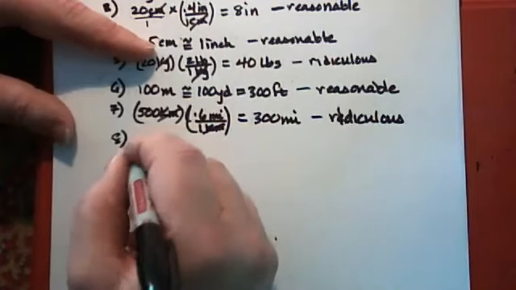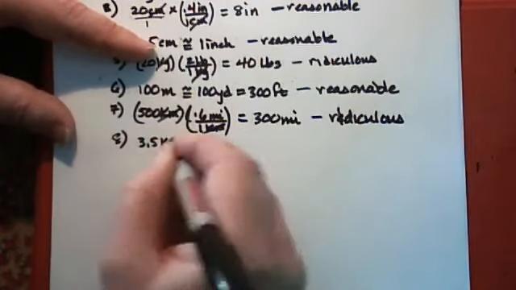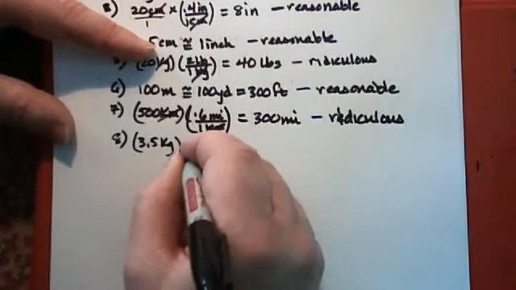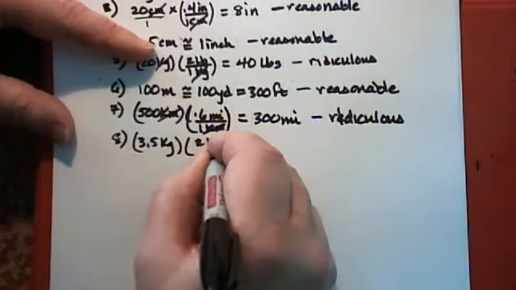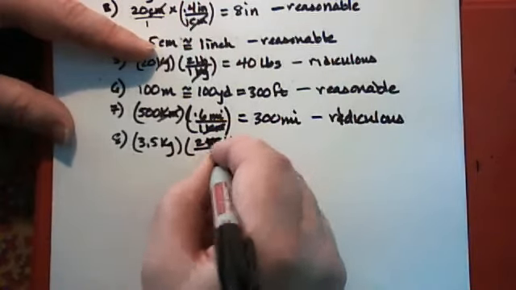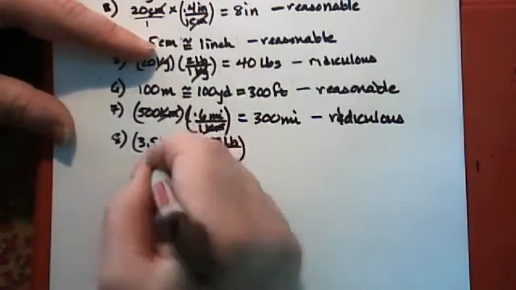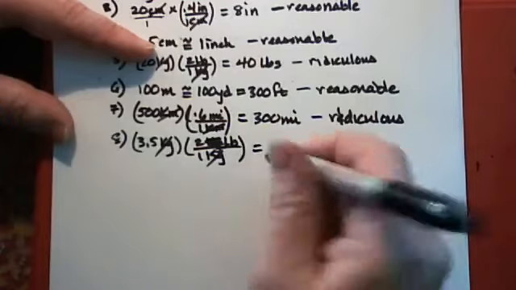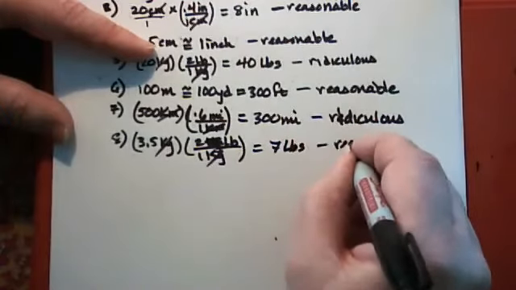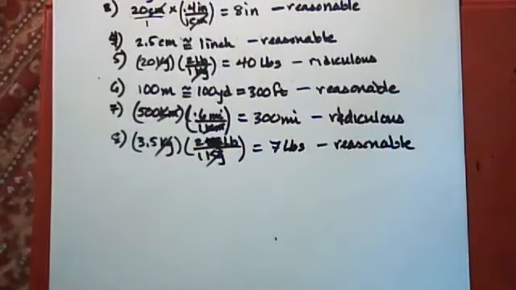A newborn baby has a mass of 3.5 kilograms. Okay, so 3.5, and there's about 2 pounds per kilogram. Kilograms cancel. 3.5 times 2. And that is reasonable.